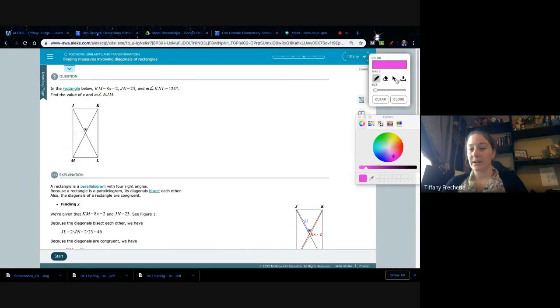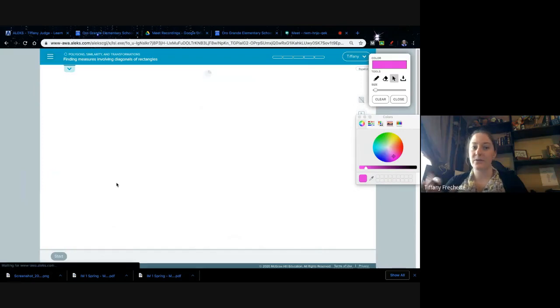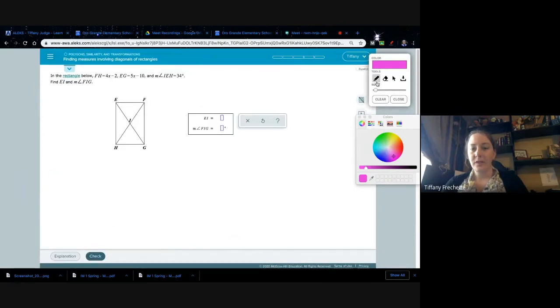All right, so let's go ahead and click here, and next. Let's go ahead and try this out. Okay, so in the rectangle below, FH, which is this whole thing here, equals 4x minus 2. Let's switch over to green here. EG, so this whole portion here, EG, equals 5x minus 10. So we have both diagonals.